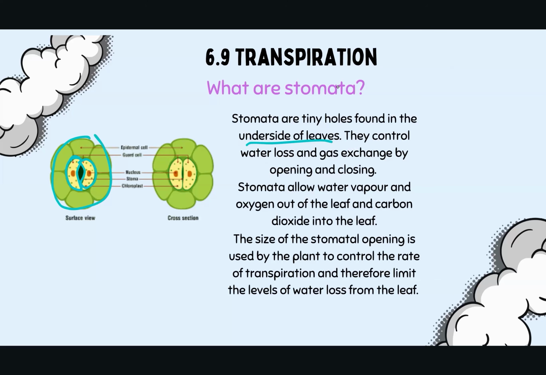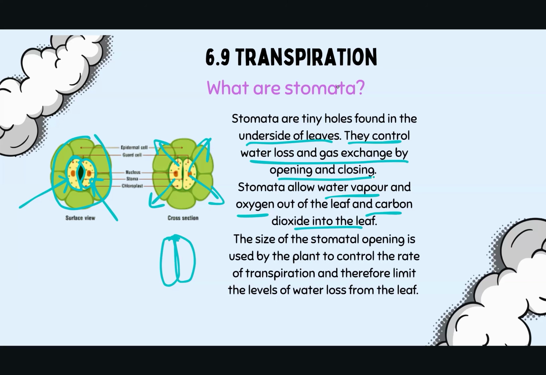So when the intensity of light is quite high, it fills with water, and it looks like that. That's its turgid state. It's full of water, and the stomata opens. On days when the intensity is low, water exits out of the guard cells, and their shape looks more like that. So stomata allow water vapor and oxygen out of the leaf and carbon dioxide into the leaf. They control water loss and gas exchange by opening and closing.